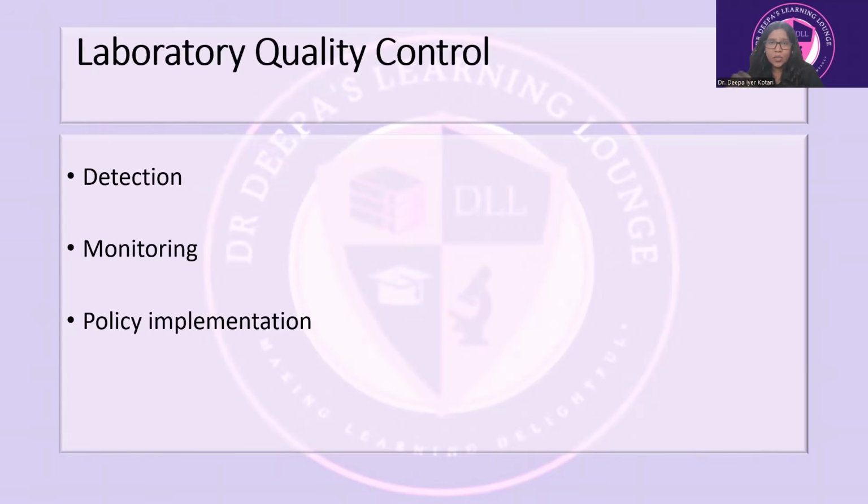Laboratory quality control is very, very important for curbing hemolysis, which is the largest pre-analytical error. So laboratory quality control includes detection, monitoring, and policy implementation. As a laboratory leader like me, these are the areas where I would put my foot down and say, look, this much is the amount of hemolysis I'm getting from this particular transport area. I need to look at the detection.